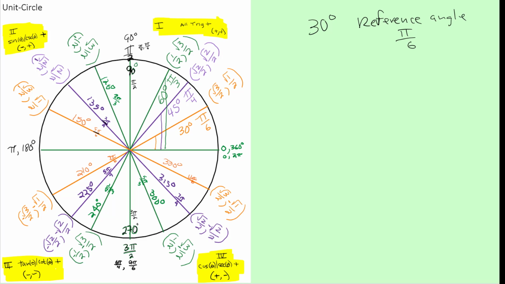And the reason we call it a reference angle is that, and I think one of the next slides has the definition, a reference angle is between the x-axis and where the angle ends. It's called the terminal side. So from this reference angle to right here, that's a 30 degree angle.